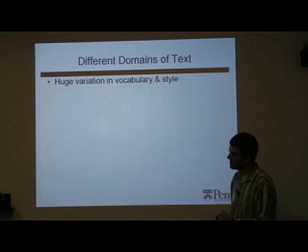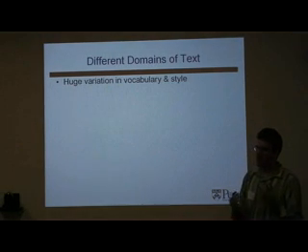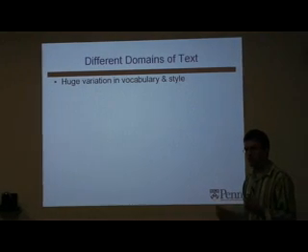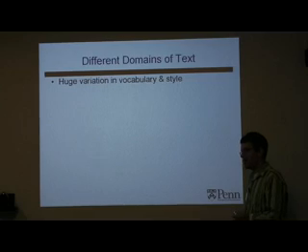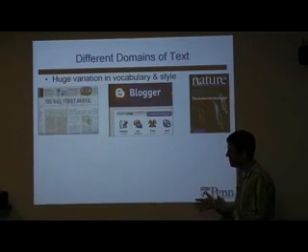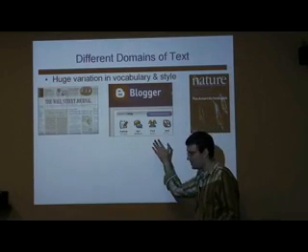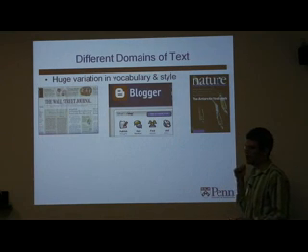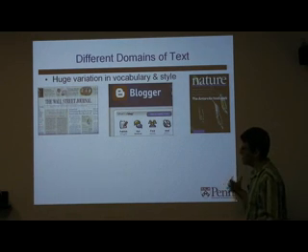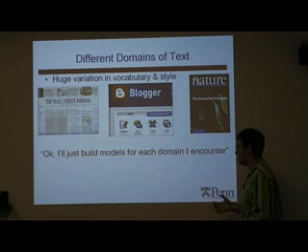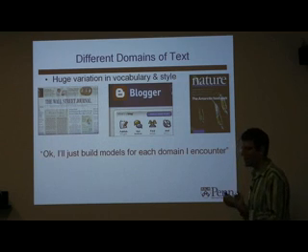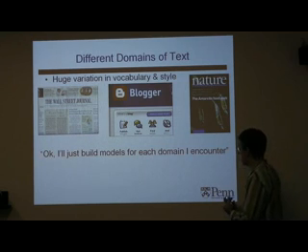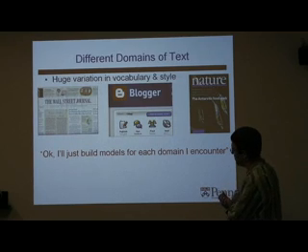Okay, so in text, this problem is particularly acute because there's really a huge variation in vocabulary and style. You can have domains like financial news and blogs and scientific text. So one way to approach this is just to say, okay, well, we've got multiple domains. Let's just train a model in each domain, and that way we can handle all the data we ever encounter.